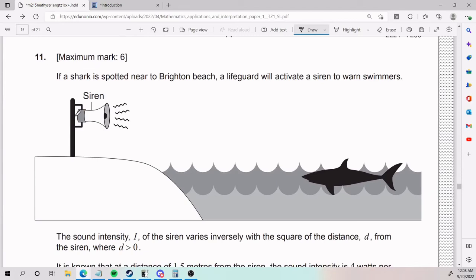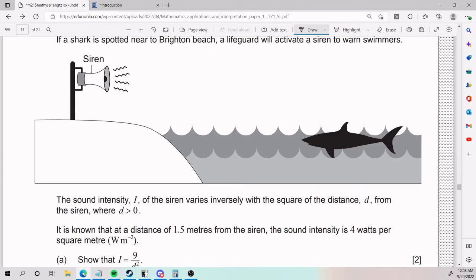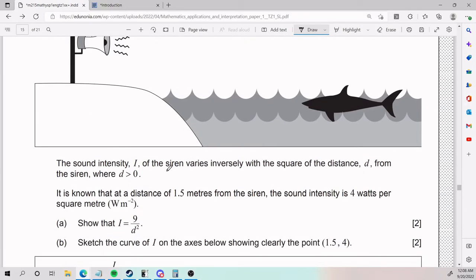If a shark is spotted near Brighton Beach, a lifeguard will activate a siren to warn swimmers. So we've got the sound intensity I of the siren varies inversely with the square of the distance d from the siren, where d is greater than 0. Inversely can be very weird. What this is telling me is that the farther away you are in distance, the less sound you will hear, because it is inversely related. That is the intuition of the word inversely in this problem.